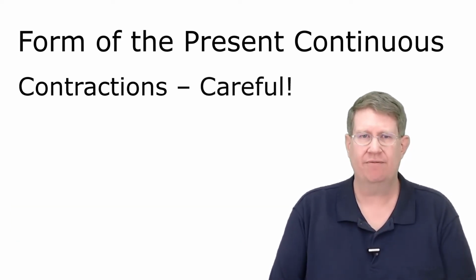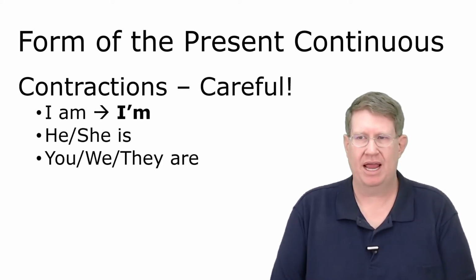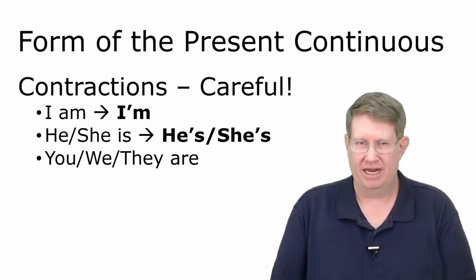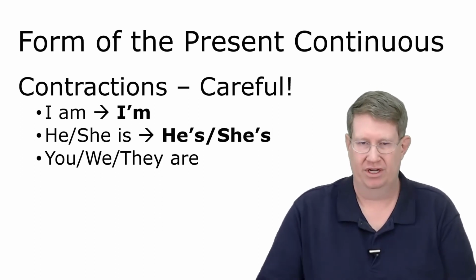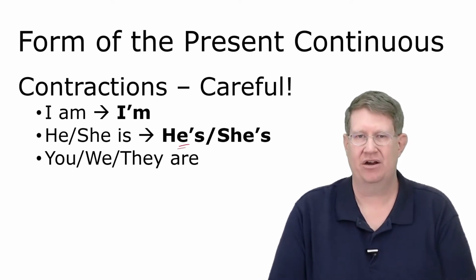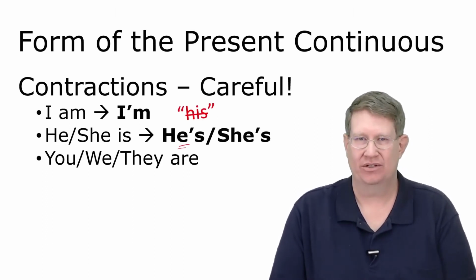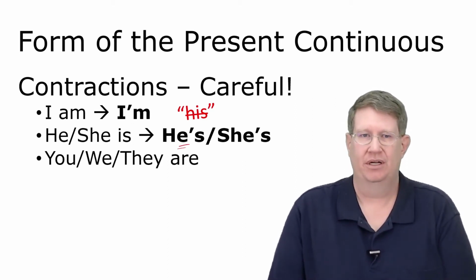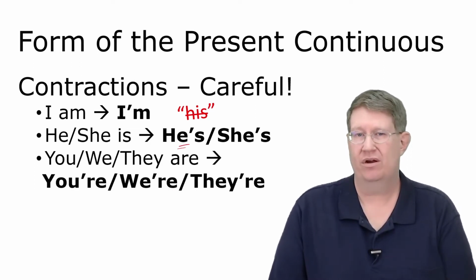Here are some things to be careful of with contractions. So, I am is I'm. No problem. So far, so good. He, she is, he's, and she's. Now you have to be careful with the pronunciation. This E has to be clear. He's. Because if you mispronounce it, it's going to sound like his, which unfortunately is a different word, which makes it very confusing.